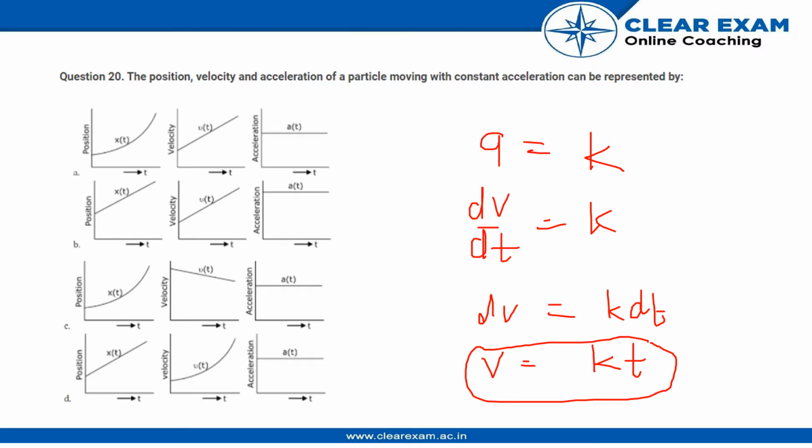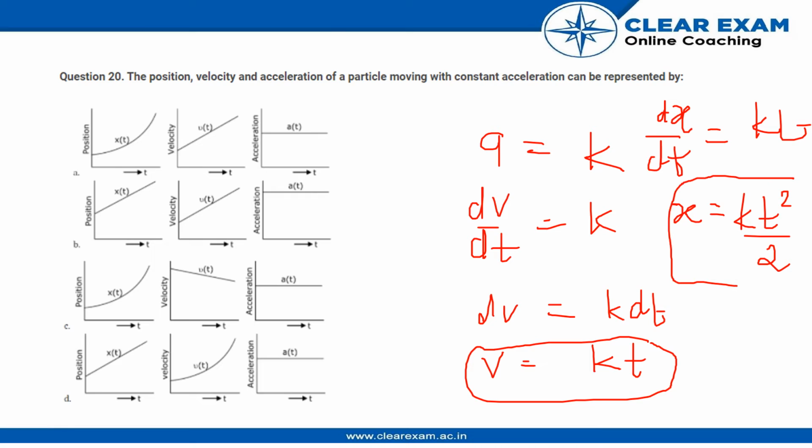So it can be option A, option B, or option C, because the acceleration is a constant for all these three, so it can be any of these, and v is equal to kt. So using that, we can write v as dx by dt equal to kt. Once we have this, we can write x to be equal to k t square by 2, correct?